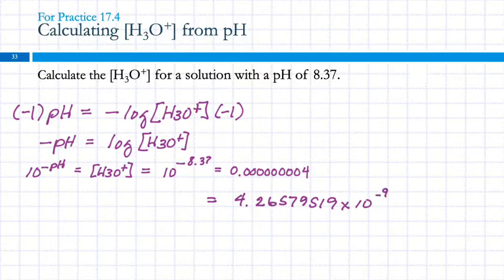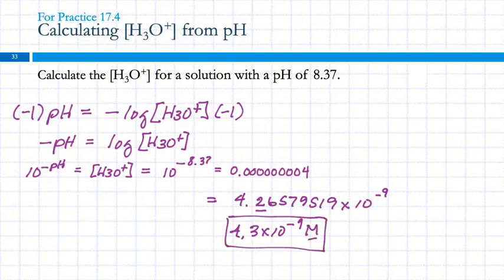How many sig figs should that have? 2. Because this is a pH, and the 8 is a placeholder, and the 3.7 is significant, so 4.3 times 10 to the minus 9. Because when we go the other way, only the digits after the decimal point come from this part. The 8 comes from this.